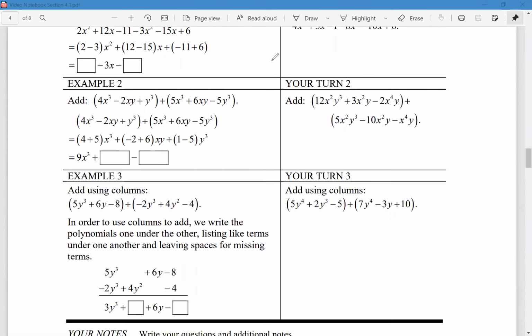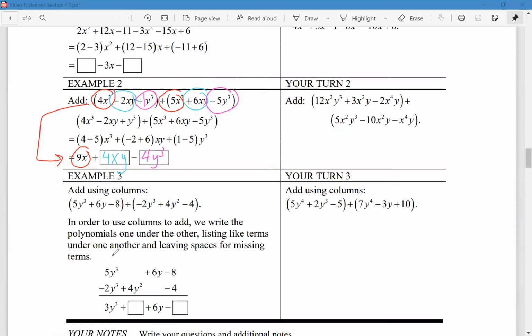4x to the third plus 5x to the third. That's going to be 9x to the third. Yeah, I would just go straight down here. I wouldn't bother writing the 4 plus 5, although you certainly can. Next, the terms with the xy. So -2xy plus 6xy, that would be, let's see, -2 plus 6 would be 4. So that's plus 4xy. And then finally, those last couple of terms with the y to the third. Feel free to write a 1 in front of a variable if there's no number there. So 1y to the third minus 5y to the third, that would be -4y to the third. So we would write -4y to the third for the last term.